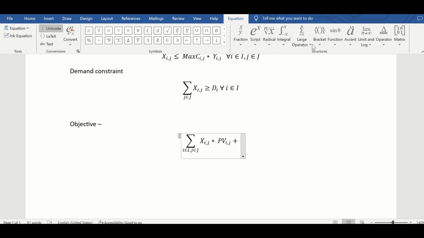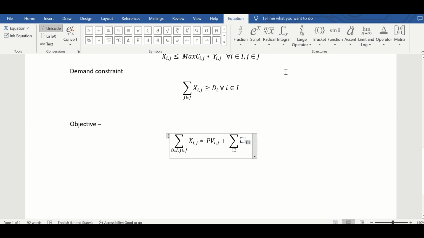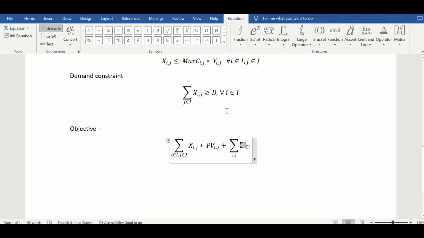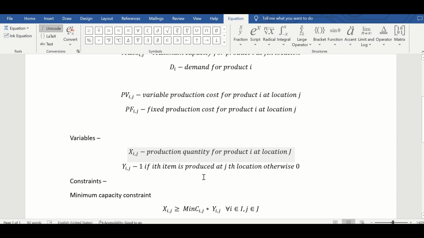Now let's write the fixed production cost. The fixed production cost is one time, applicable only once. So what we will say is, are we producing that product at that manufacturing location or not? And to represent whether we are producing or not, we have taken the variable y, which is a binary variable.